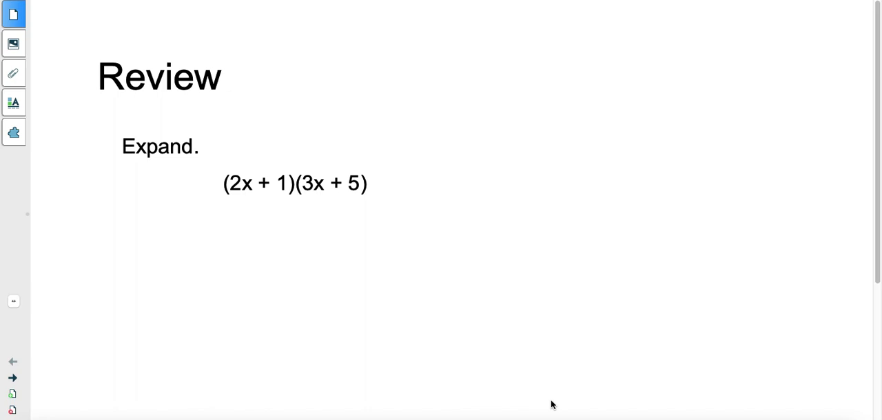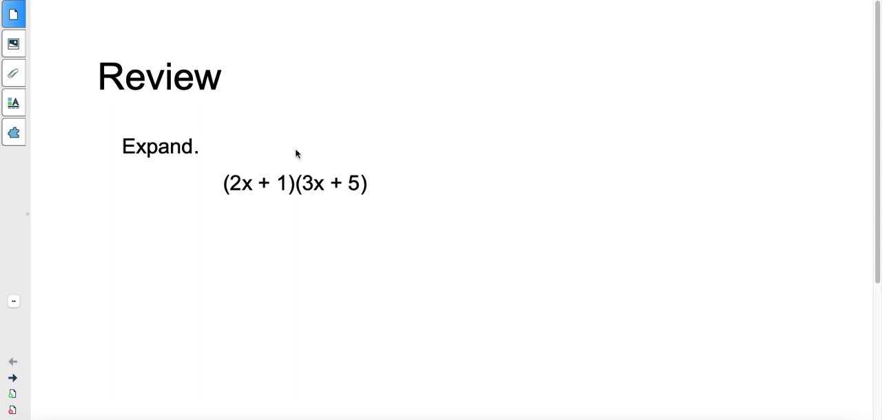Hi everyone. In this video, we're going to be looking at factoring quadratic equations in the form ax squared plus bx plus c. To help introduce this topic, I want to take a look at this example here.